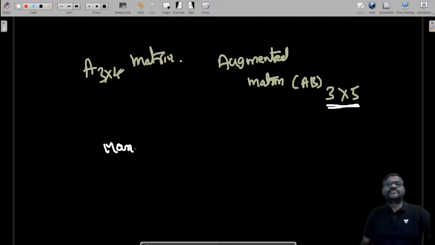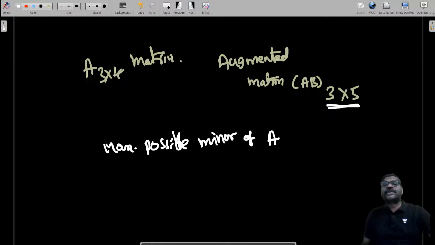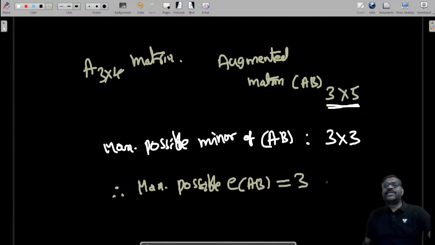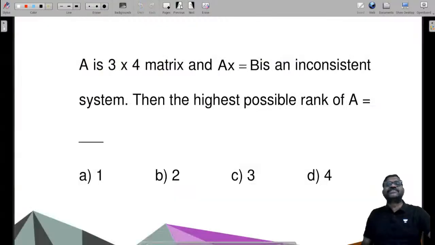Therefore, maximum possible minor of augmented matrix AB is 3 cross 3. So you can conclude like this. Therefore, maximum possible rank of AB equal to 3. Called it equation 1. Maximum possible rank of augmented matrix is 3.